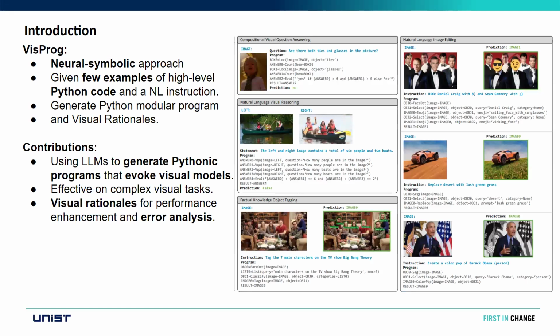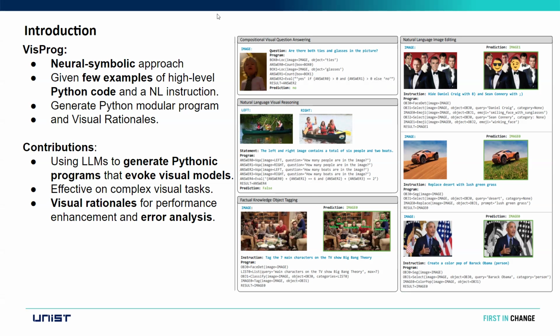So that comes to visual programming. It's a neurosymbolic approach. Neural meaning that they use language and vision models that are already trained, and symbolic meaning that they generate the Python program and also the visual rationale. So the contribution here is that they use an LLM to generate the Pythonic program. It's not really Python.